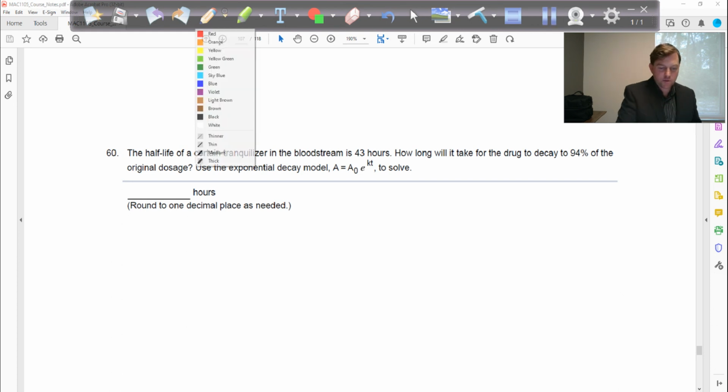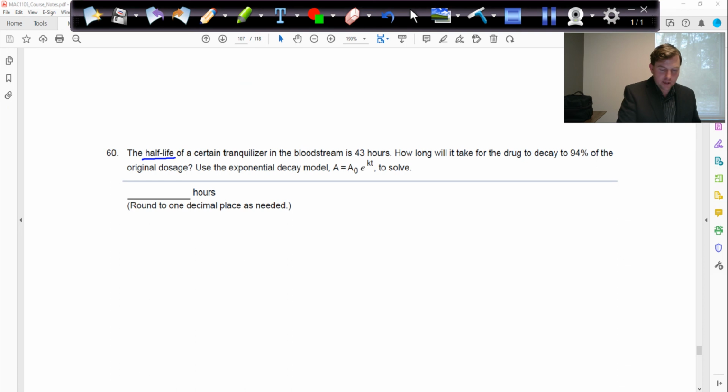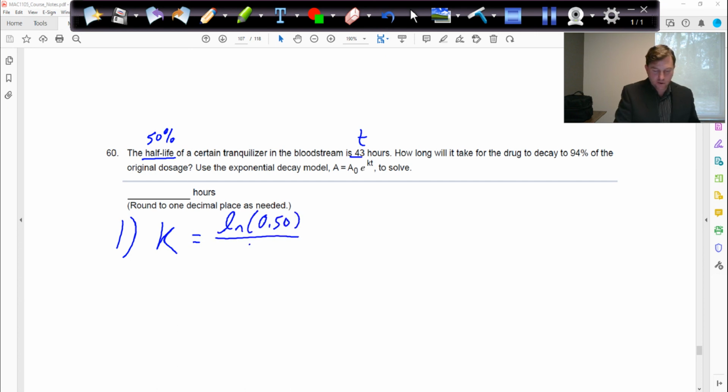Okay, but it's the same approach. We're going to have a half-life number, so that's our 50%, and for this one it's 43 hours. So step 1, find the decay rate if you have 50% after 43 hours, and this one's going to be negative 0.01612.